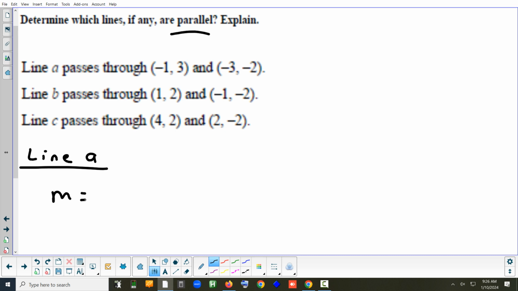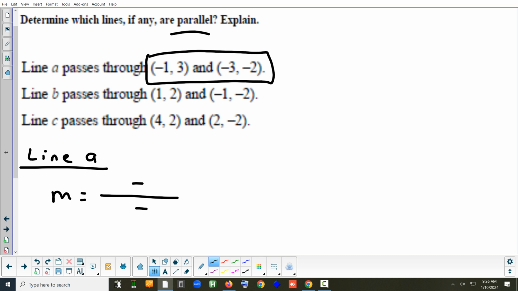So we're going to have to do the slope formula three times. So for line A, just focus on these two. Can anybody tell me what I would put in the top to start to find the slope? The y's. Yep, and what numbers would those be in this case? So those are the x's. No, they're 3 and 2. So we could do 3 minus -2. You can do it in that order.